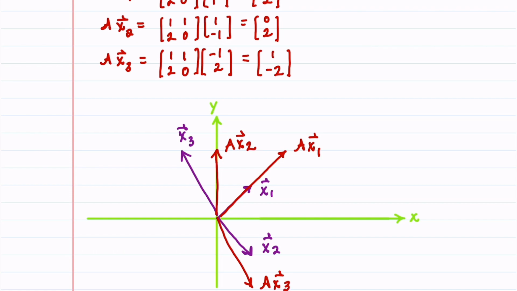Let's notice that x1 and Ax1 have different lengths but point in the same direction. x2 and Ax2 have different lengths and they have different directions. And Ax3 and x3 have the same length but point in opposite directions. I've summarized this on our next page.